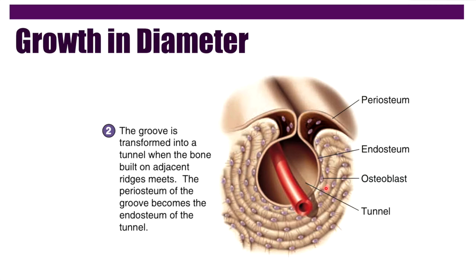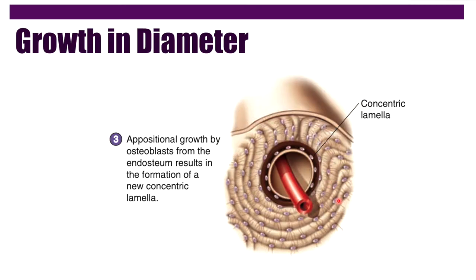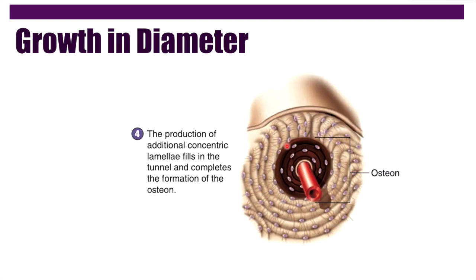Osteoblasts in the endosteum will then deposit extracellular matrix, forming new concentric lamellae. The formation of additional concentric lamellae proceeds inward. In this way, the tunnel fills in and a new osteon is created. As an osteon is forming, osteoblasts under the periosteum deposit new circumferential lamellae, further increasing the thickness of the bone.